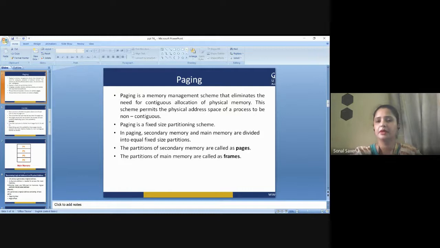So remember that your pages are equal to frames. Whatever size of partition you make in the secondary memory is always equal to the partitions that we make in the main memory.